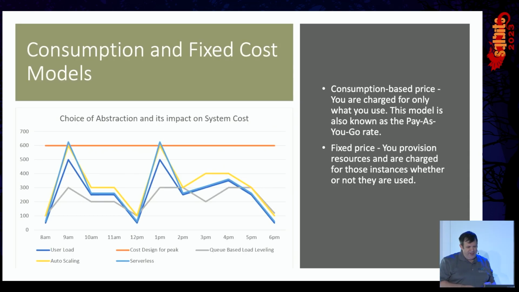One of the most important things to understand is consumption versus fixed cost models for pricing. I'll give you some examples. Virtual machines, Azure SQL Database, Azure SQL Managed Instance. These are all fixed cost models. An Azure SQL Database S1 database costs, I think, $15 US a month. A VM costs what the VM costs.